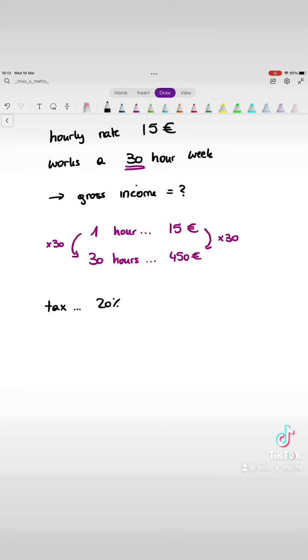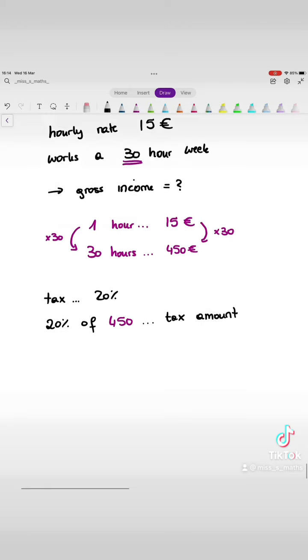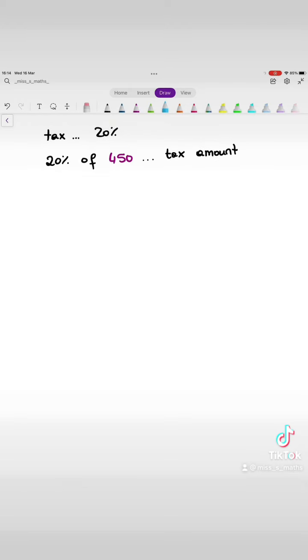Now the problem is that your gross income is not what you're actually going to get paid. The actual amount that you will get in your bank account is after tax, and that is called net. In order to calculate a net pay, we need to know the tax amount that needs to be removed from the gross pay first. So the tax amount is usually calculated at 20%.